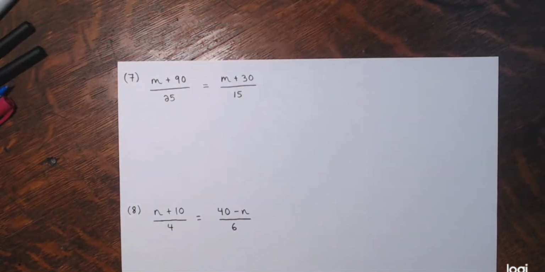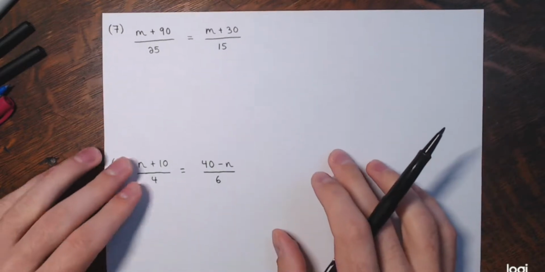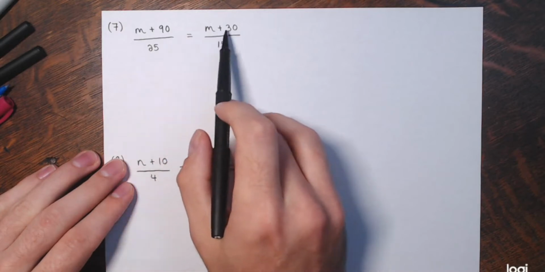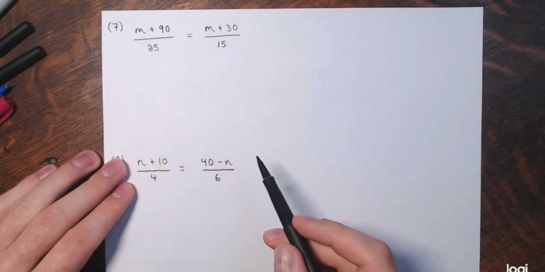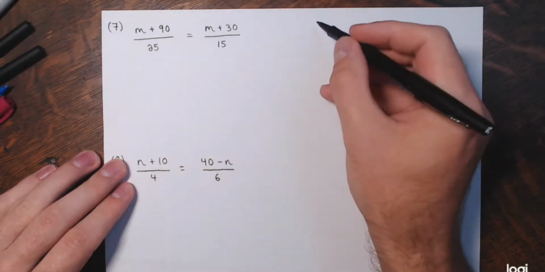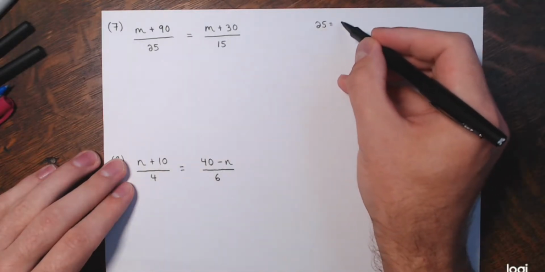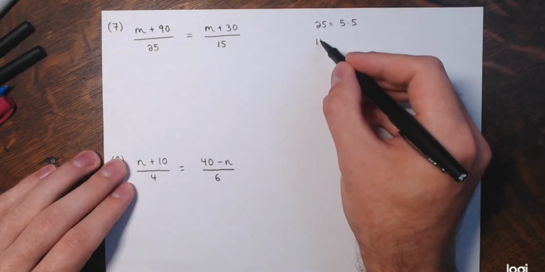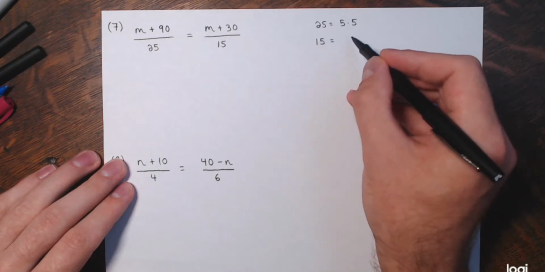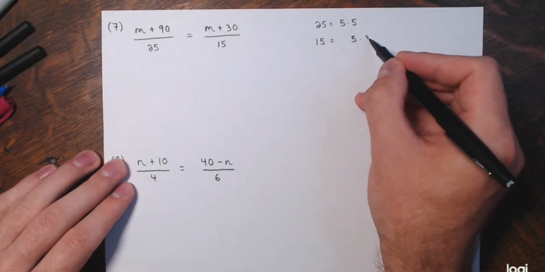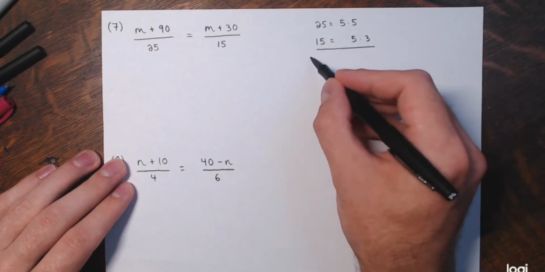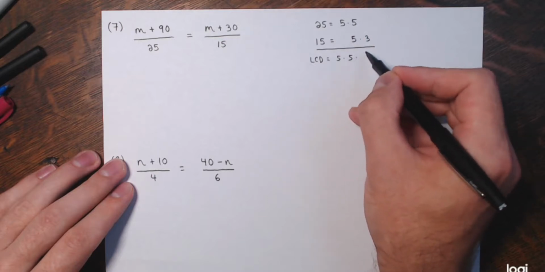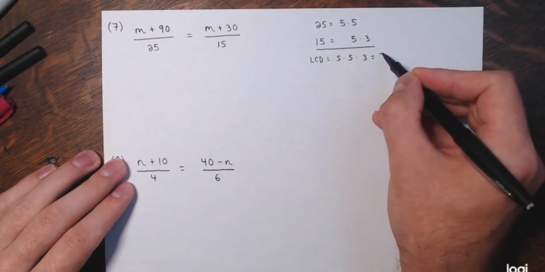Fraction equals fraction, a proportion. Alright, so this one we have m plus 90 divided by 25, equals m plus 30 divided by 15. They're already simplified. Now the 25, remember how to find the least common denominator? It's 5 times 5. And 15, that's 5 times 3. I'll line up one of the 5s here. So the LCD is 5 times 5 times 3, which is 25 times 3, 75.